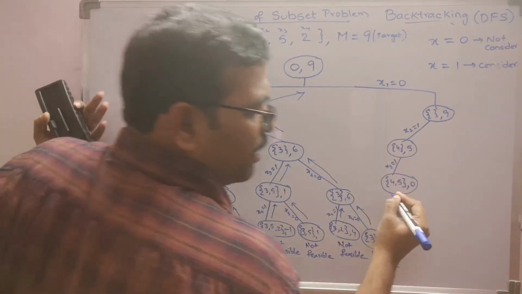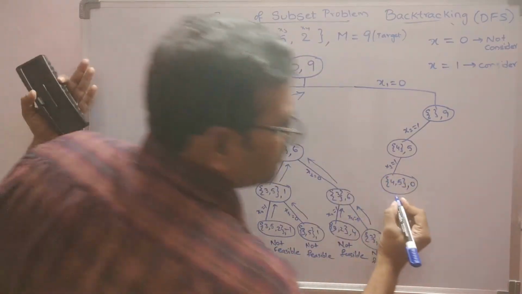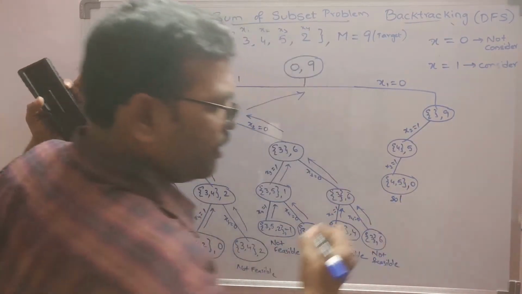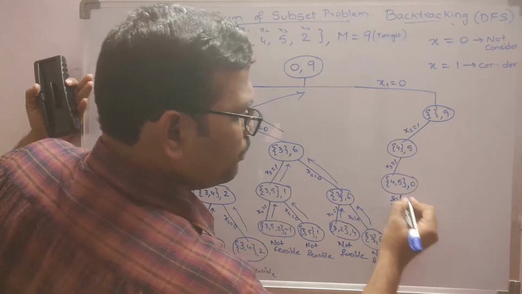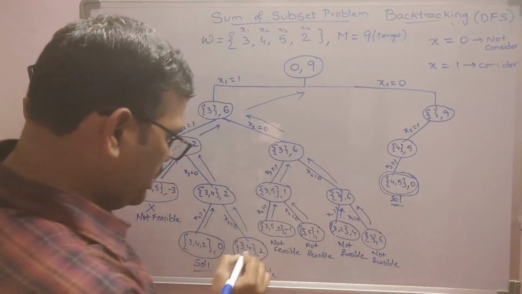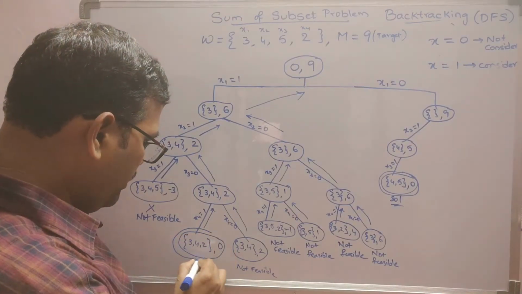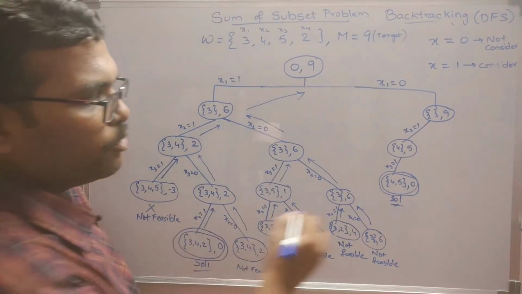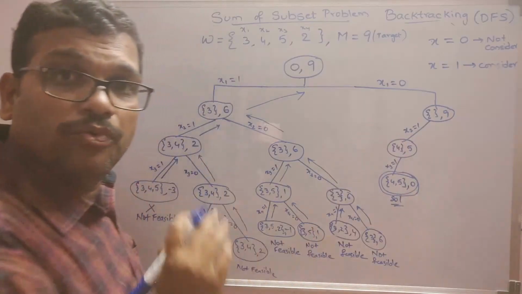Right? What happens? 9 becomes 9. So this is one solution. I'll mark it with a double circle, right? This is one more solution, and we need not move further.